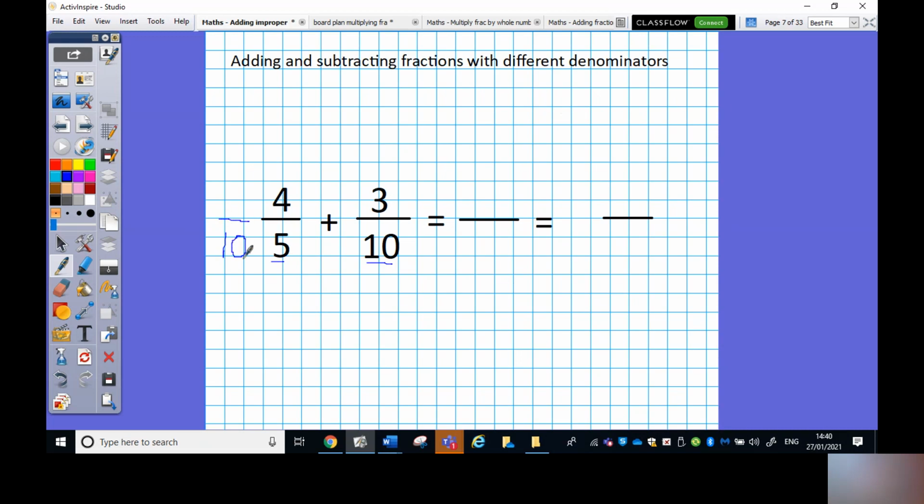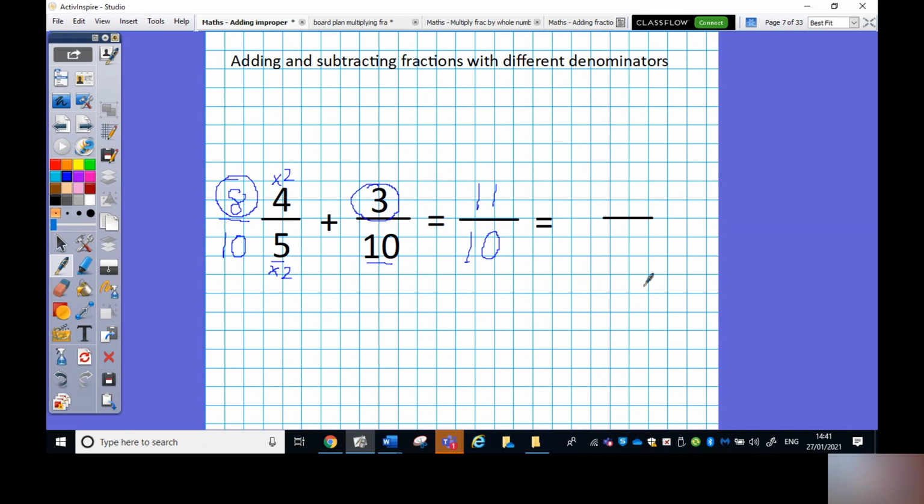What must I do to 5 to get 10? Yeah, 2. Brilliant. So therefore, whatever I do to the denominator, I need to do to the numerator. Excellent. So 4 times 2 equals 8. Fantastic. Now I can continue. 8 plus 3 equals 11. What's my denominator? Good, tens.